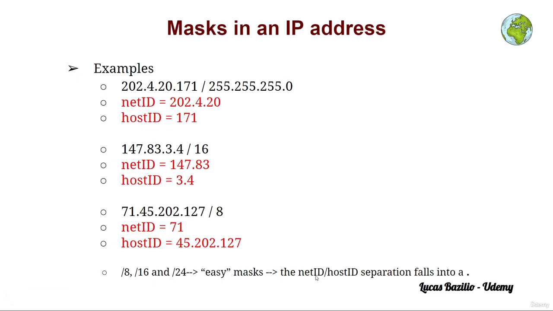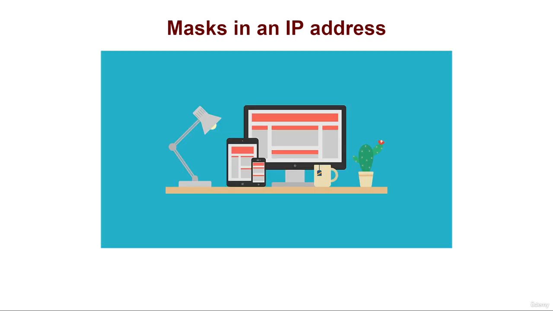Well, they are easy because the net ID and host ID separation falls into a period. As we can see, in all of these cases, this is the same as /24. We select, for instance, here the first 3 values, here the first 2 values, and here the first 1 value. So we are only selecting whole decimal numbers, so this separation is very easy. There will be cases, however, where this separation will not be that easy, and we are also going to study them. This is something we are going to call complex masks, because the separation of the net ID and the host ID will not fall into a period. We are going to study this in future lessons.